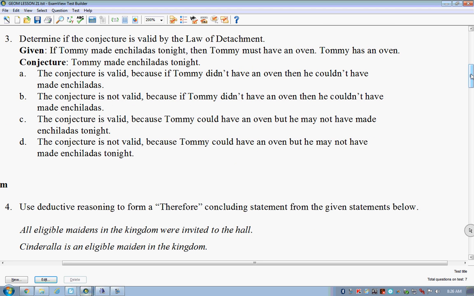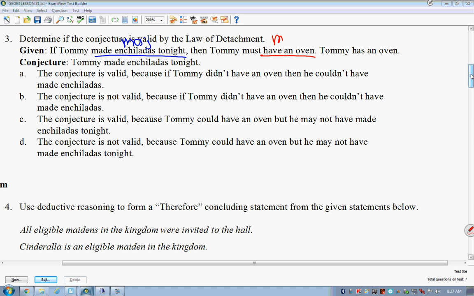All right, 3. This is law of detachment. Okay? Law of detachment. If Tommy made enchiladas tonight, then Tommy must have an oven. Okay? Which part of this is my major? Yes. Okay. My hypothesis is always my major. Enchiladas. Made enchiladas is my major. Okay. What's my minor? Has an oven.